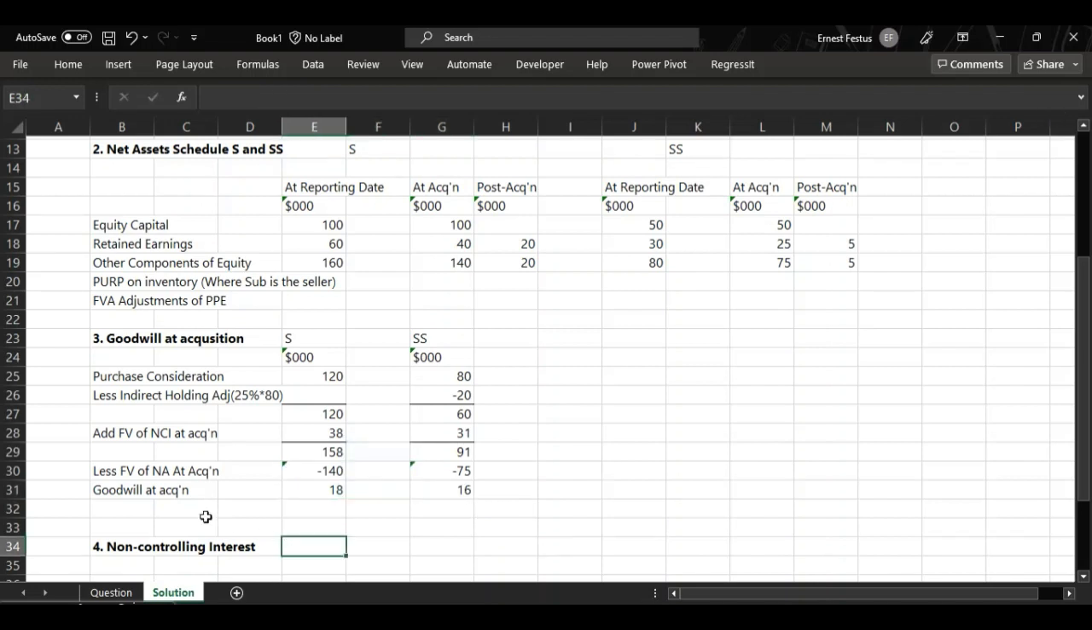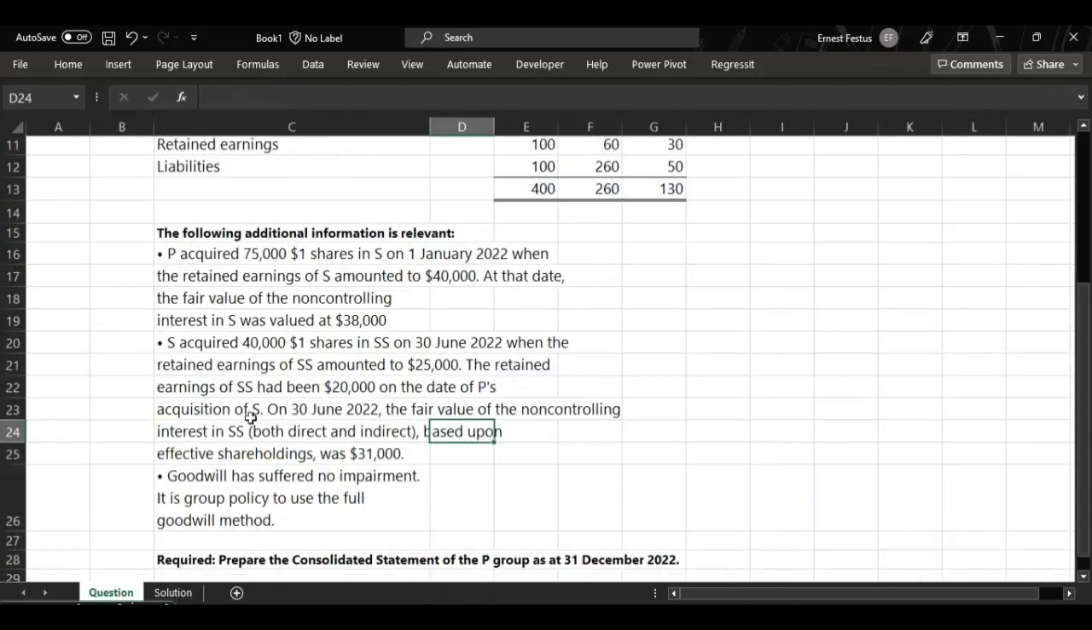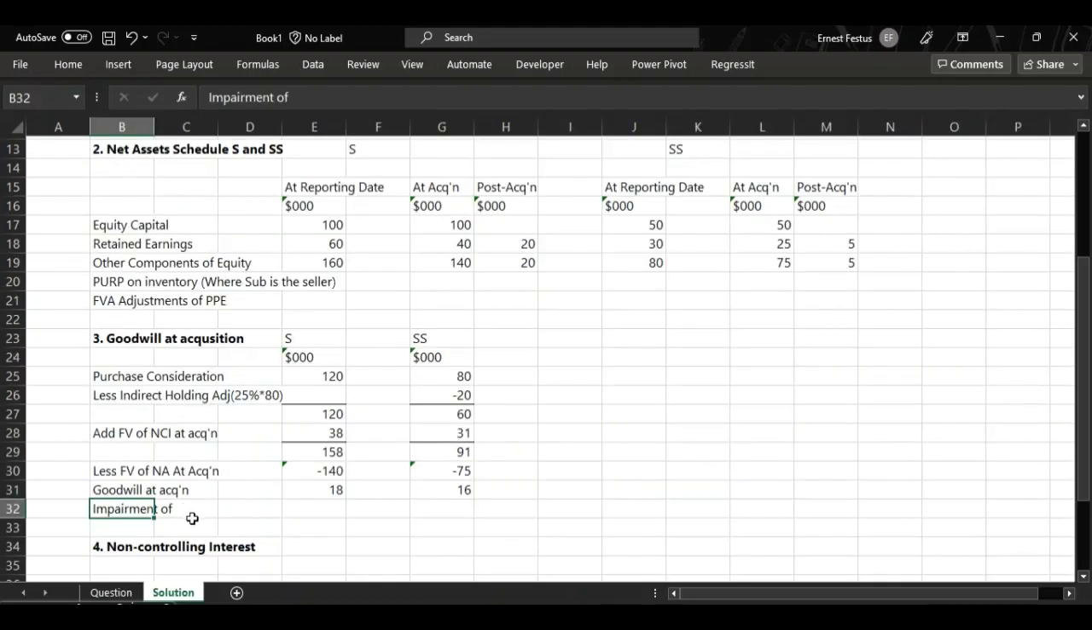Alright. So what other thing can come here? What can come here is what we call impairment, if there is any impairment of goodwill. In our question, we are told that goodwill has suffered no impairment, and that is why we don't have an impairment here. So assuming we had impairment, we would subtract it from the goodwill at acquisition to get our goodwill at reporting. So this is it.